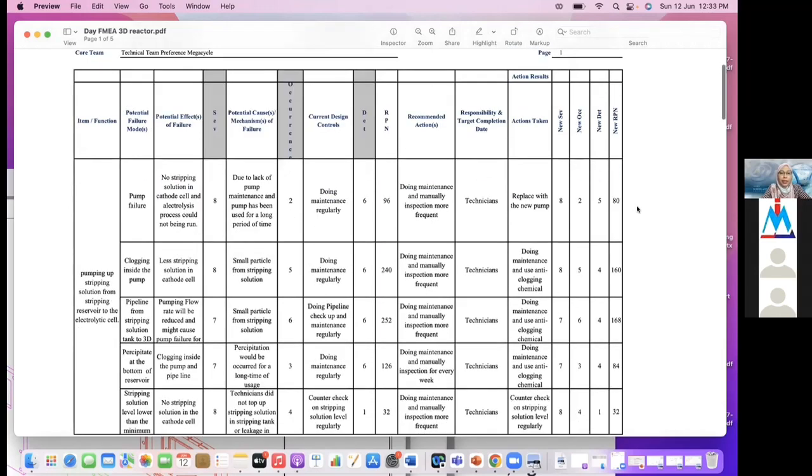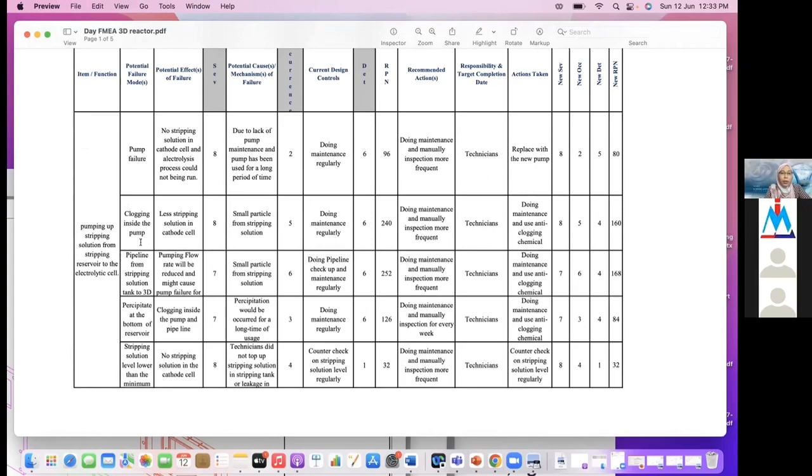So FMEA is failure mode and effect analysis. Item function: pumping up stripping solution from stripping reservoir to the electrolytic cell. Potential failure mode is either pump failure ataupun clogging inside the pump, or pipeline from stripping solution precipitate at the bottom. Macam kalau wastewater treatment plant lagi senang sebenarnya, because you can do your own FMEA lah. Basically sometimes you ada safety team kan, so you can take it from there. Whenever yang you macam kata tadi, aeration punya system, ada FMEA dia or ada hazard analysis. Ni simple saya katakan, pump failure ataupun clogging ataupun precipitate at the bottom of the reservoir, stripping solution level lower than the minimum. So potential effect, apa effect dia? No stripping solution. Kalau clogging, less stripping solution in cathode cell, and etc. lah. So this is the potential effect.